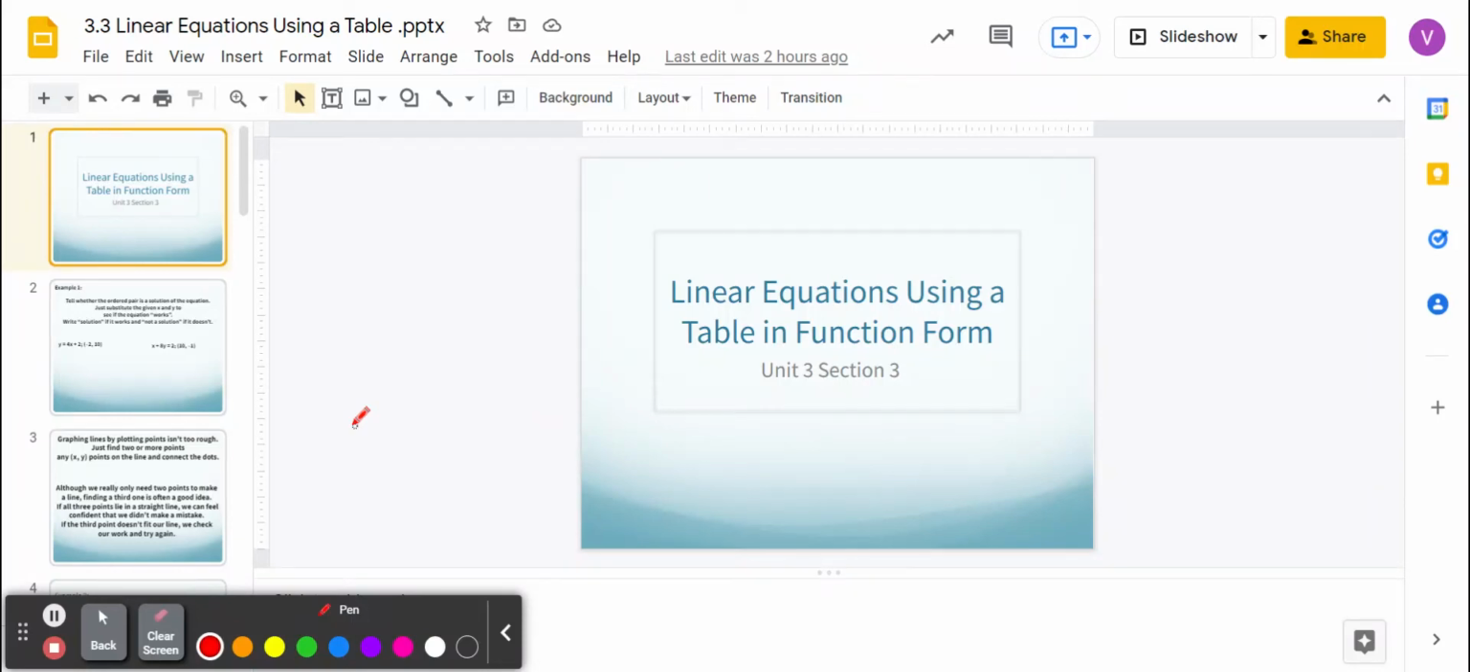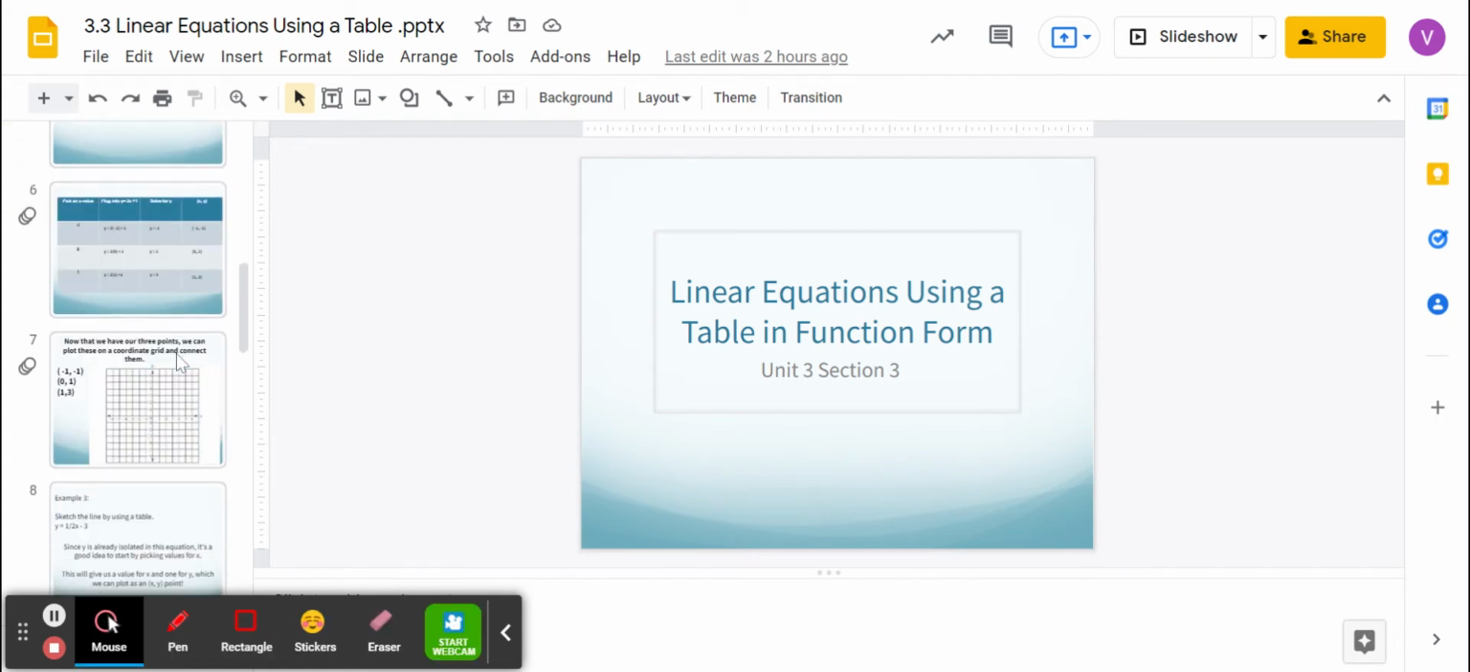In this section, we're going to be looking at linear equations using a table. Now, in the previous section, we looked at functions and relations. So you guys graphed your points, and then you were able to determine if it was a function or not. So now we're going to take this one step further. We're going to graph actual lines, and in order to do so, we're going to come up with a table.